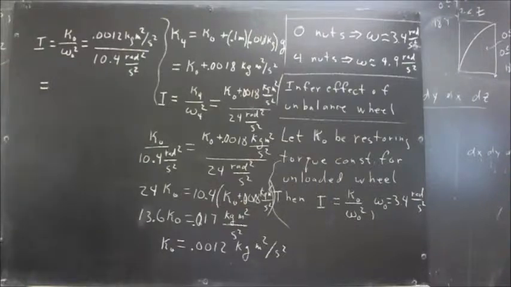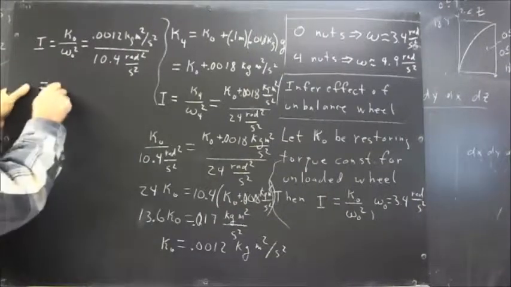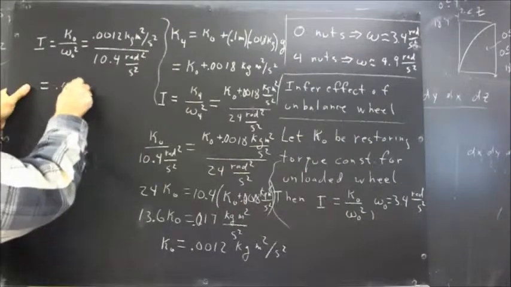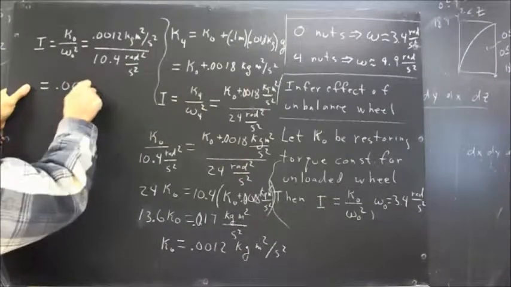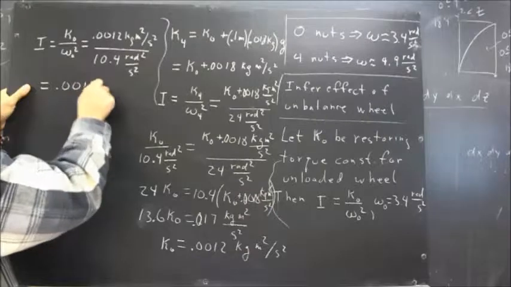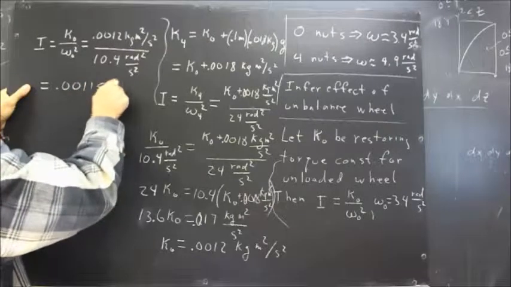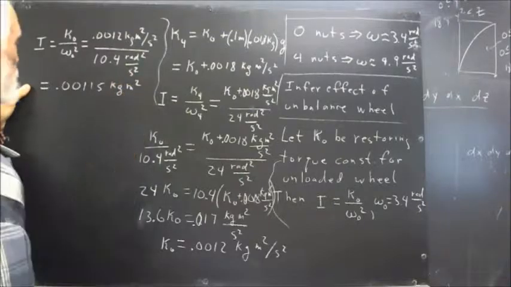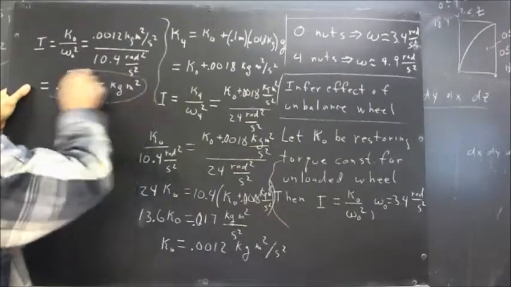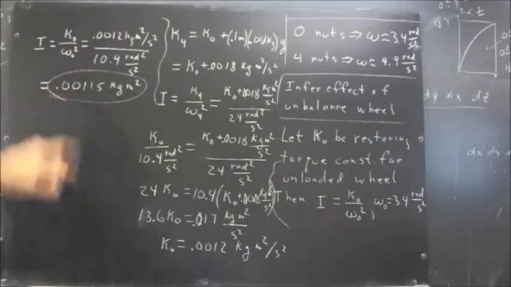And that comes out about 0.00, 4% less. It's still going to round off to 1.2, but I'm going to say 1.15 kilogram meters squared. So there's our result for the moment of inertia.